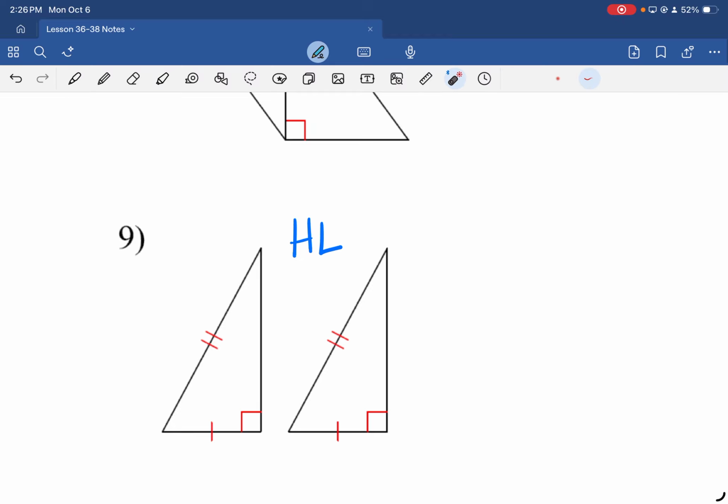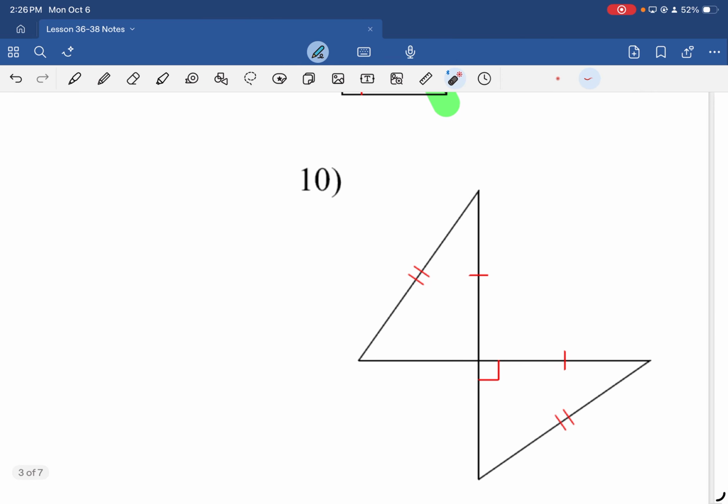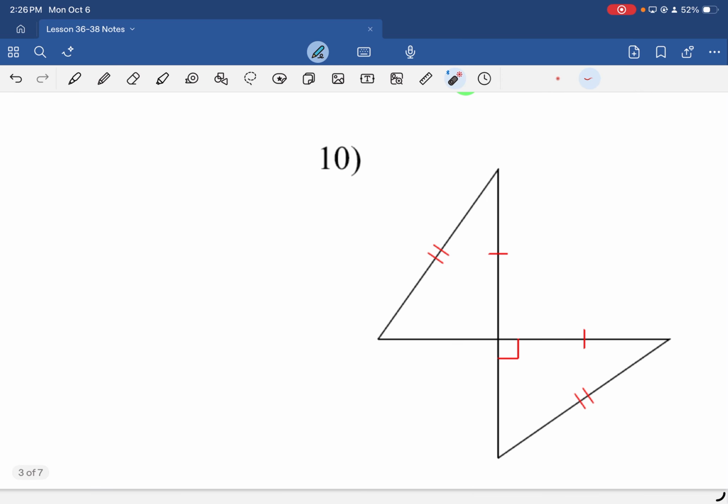Yes. See, once again, y'all see this? That's the hypotenuse, and this one is the leg. All right, finish this off, Kellen. Number 10. HL, hypotenuse leg. Once again, here's the hypotenuse across from the right angle.